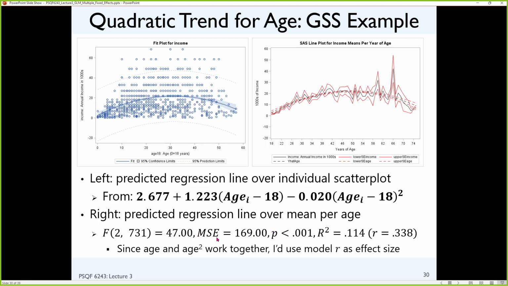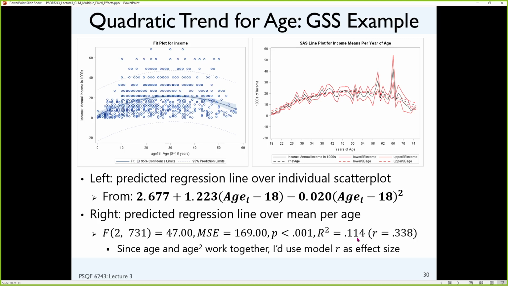So yeah, on the whole, the model is working. Do I have a significant model? Yes. How good is it? Significant. Well, is that just because you have 734 people? Probably. Okay, how good of a model is it? R square. It's 11% good.